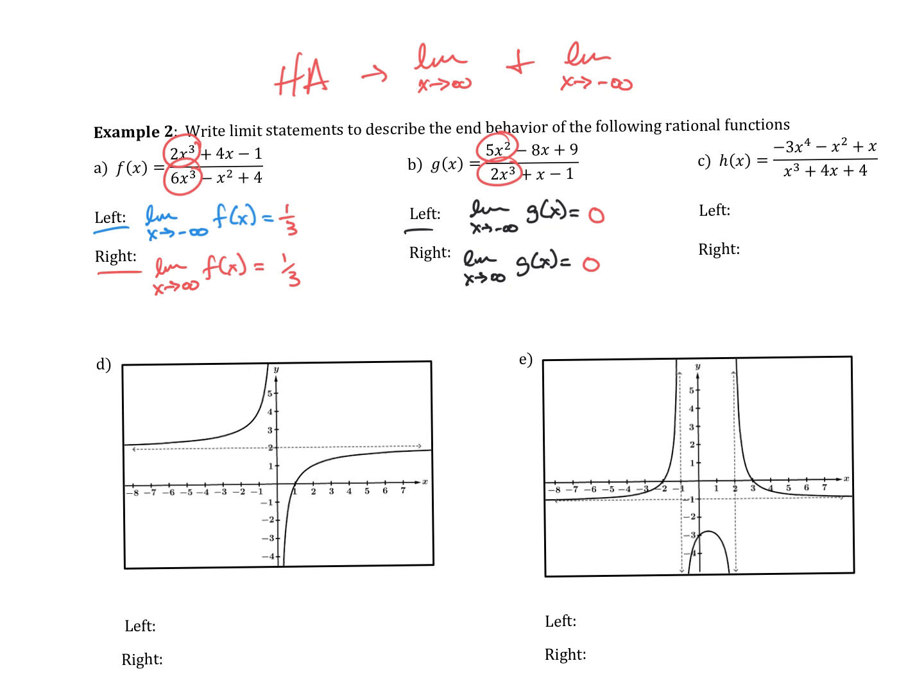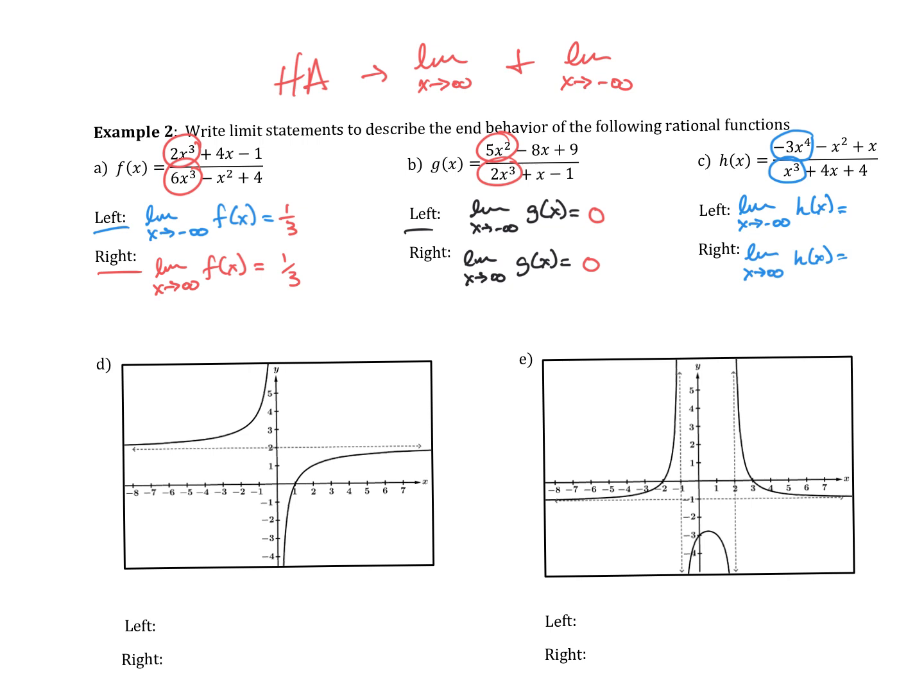All right, let's do this next one. When I go left, I say the limit as x approaches negative infinity of what this time? H of x. Good. And then my limit as x approaches infinity of h of x as I go to the right. Now, this one's slightly tricky, but let's talk about it. In my numerator, what's my leading term? Negative 3x to the fourth. What's my leading term in my denominator? An x cubed.